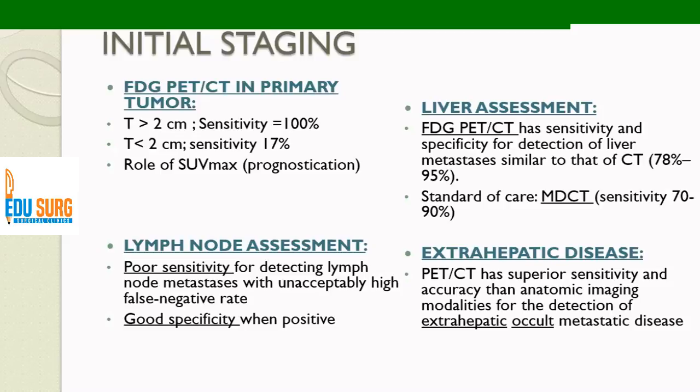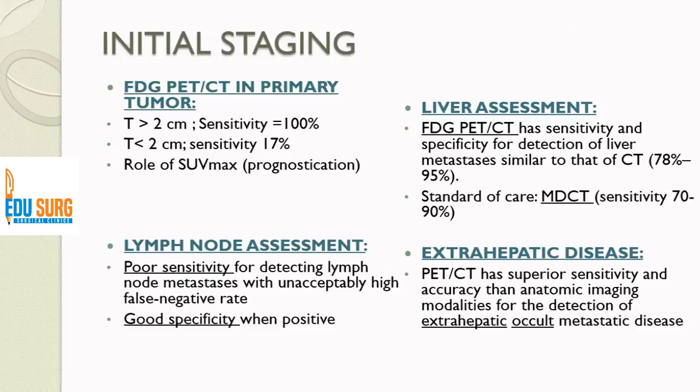Assessment of liver. FDG PET-CT has similar sensitivity for detection of liver metastasis like CT scan, but MRI continues to be the gold standard for evaluation of hepatic disease burden. FDG PET-CT is limited in evaluation of hepatic metastasis, number one, because the physiological uptake of FDG in the liver is pretty high. So lesions less than 1 centimeter are very difficult to detect on a routine PET-CT scan.